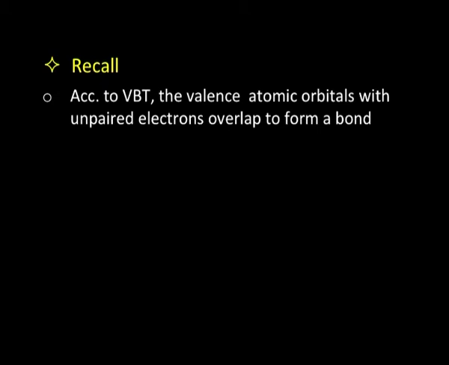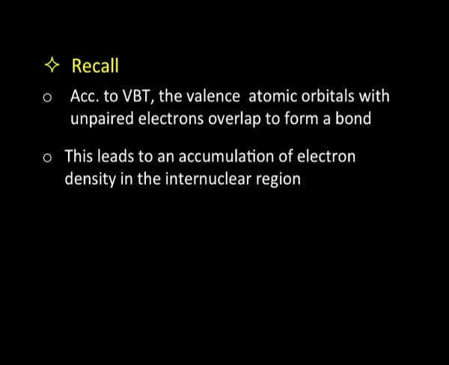It will be worthwhile to recall that according to valence bond theory, the valence atomic orbitals with unpaired electrons overlap to form a bond. That is, as per valence bond theory, bond formation basically involves pairing up of orbitals with their unpaired electrons in them. And in this process of pairing up, there is an accumulation of electron density in the internuclear region, and this accumulated electron density is the one which holds the two nuclei together, and we say a bond is formed. That is the valence bond approach to chemical bond formation.